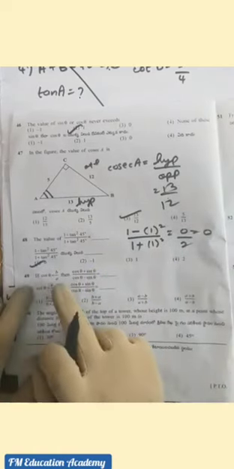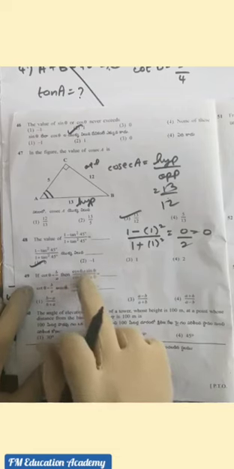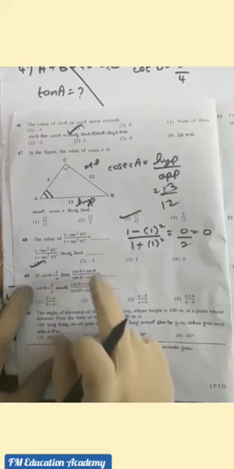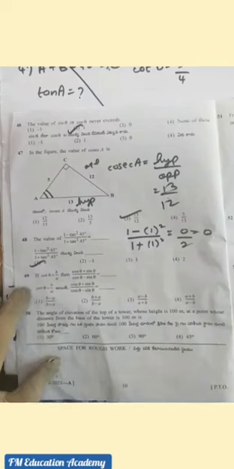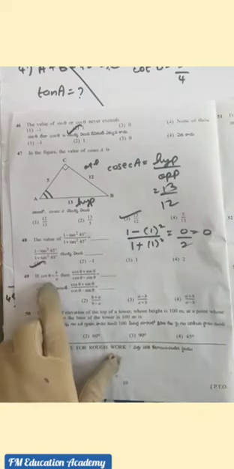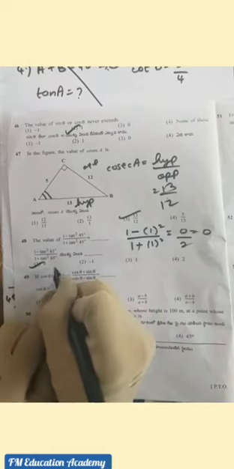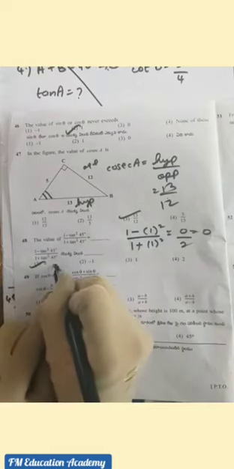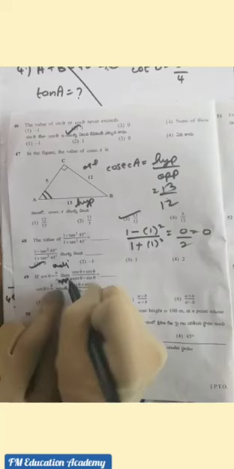49th question. If cot theta is equal to b by a, then what is the value of (cos theta plus sin theta) by (cos theta minus sin theta)? See here, it's very easy. Cot theta is given as b by a. How can you write cot theta as adjacent side by opposite side, right?